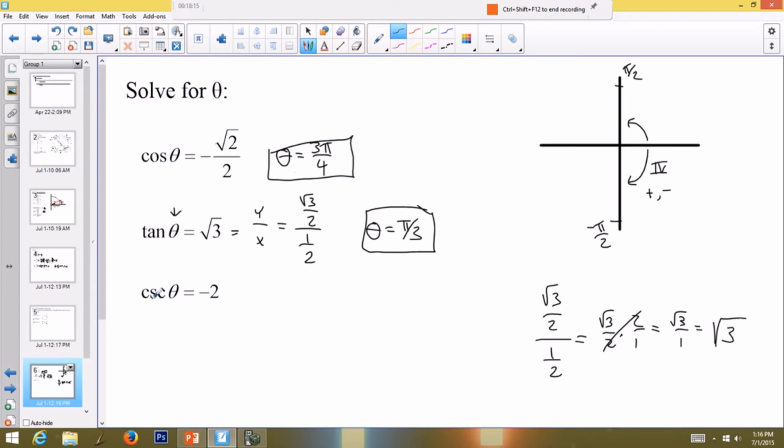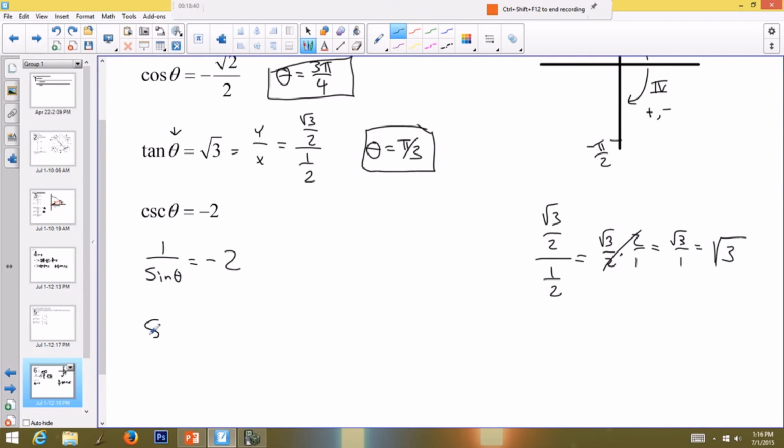All right, last one, cosecant. Remember that cosecant theta is 1 over the sine of theta. So that's equal to... excuse me, I did that wrong. I got ahead of myself. All right, cosecant is still equal to -2. If I take the reciprocal of both sides, I'll get sine of theta on top, and if I take the reciprocal of -2, I get -1/2.